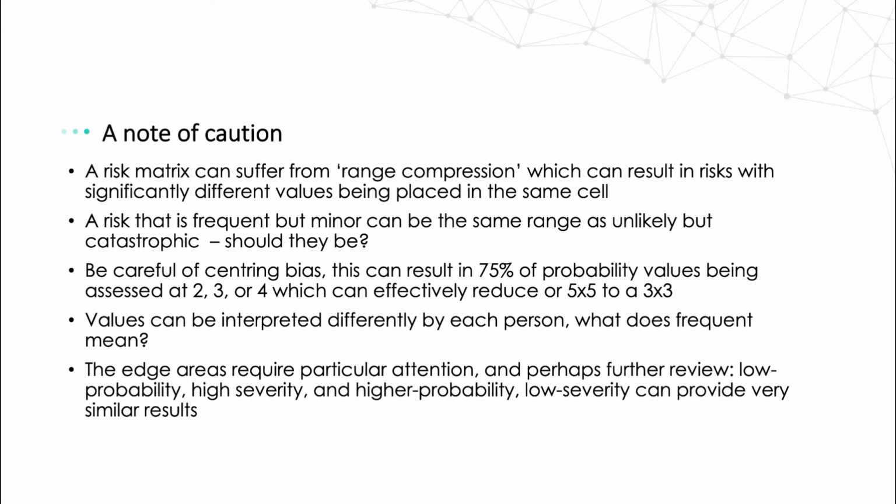Also, something to be aware of is centering bias. And this can result, in a number of studies, in around 75% of all probability values being assessed at 2, 3, and 4. And that effectively reduces your 5x5 grid to a 3x3 grid, which reduces that granularity and clarity that we mentioned earlier. Now, don't be afraid of using 2, 3, and 4. If the probability falls around there then that's fine. Just be aware that there is that centering bias. And certainly this starts to take place over multiple risk assessments. So it might be that you're using one of the extremes, and as we do more mitigations, those extremes get reduced and we fall into that 2, 3, 4 category.